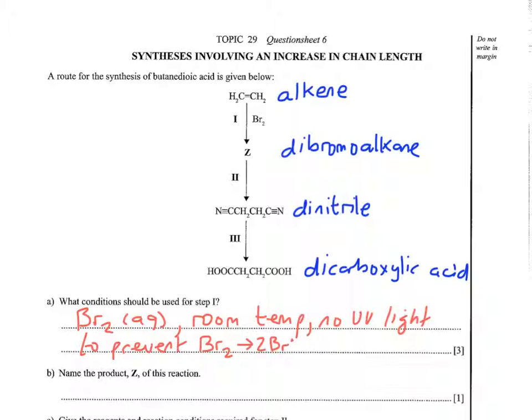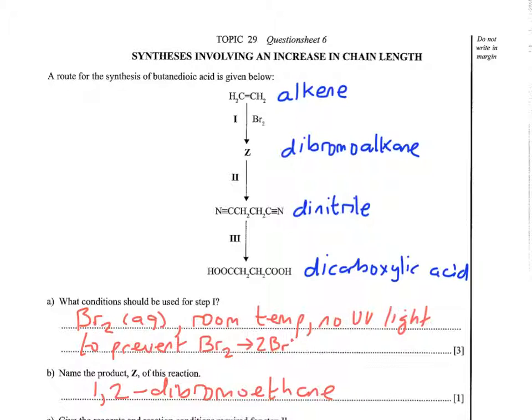It's asked you to name the product Z of this reaction. We've already worked out that it's a dibromoalkane. So dibromoethane, 1,2-dibromoethane would be the one to be looking for, because the bromine adds across the carbon-carbon double bond. So carbon 1 and carbon 2 would both have a bromine atom attached and added to them.